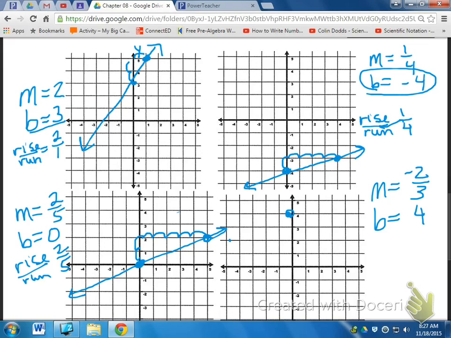And since it's negative, we are not going to rise 2. We're going to fall 2. So you fall 2, and you run, we're still running right every time, 3. And put your second point. And then draw your line. So what is happening here is that is a negative slope line. So when you look across the graph from left to right, it should be going downhill, and it is.